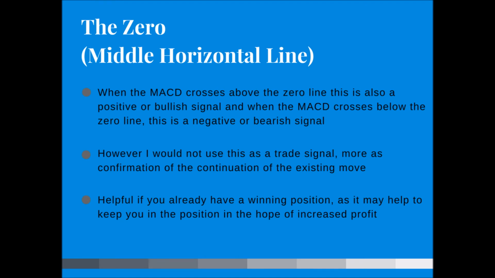Zero, the middle horizontal line. When the MACD crosses above the zero line, this is also a positive or bullish signal, a bit like the 50 line in our slow stochastic example. And when the MACD crosses below the zero line, this is a negative or bearish signal. However, I would not use this as a trade signal. In other words, I wouldn't enter a trade on that signal. Again, I would just use it more as confirmation of the continuation of the existing move, which is helpful if you already have a winning position, as it may help to encourage you to keep the position on in hope of increased profit.